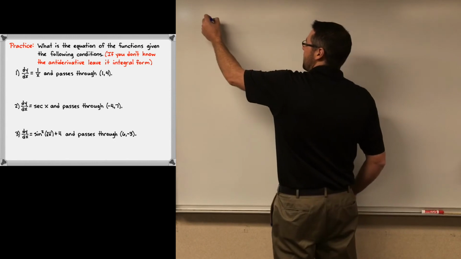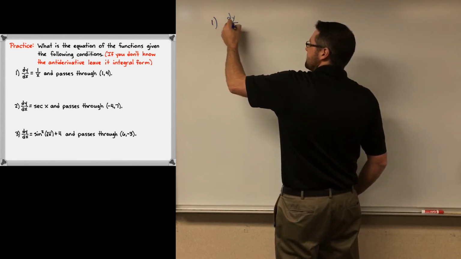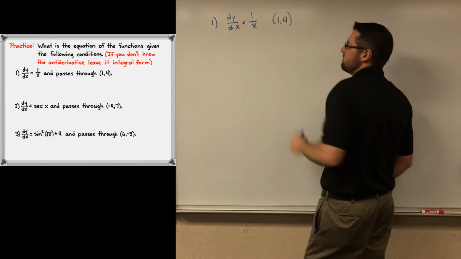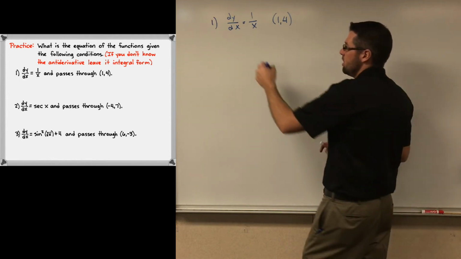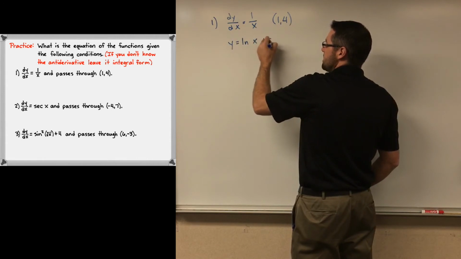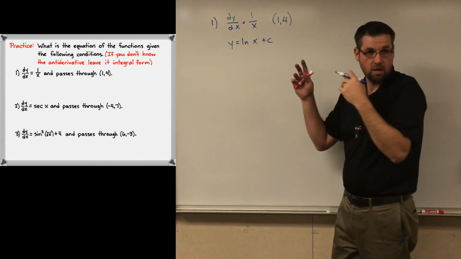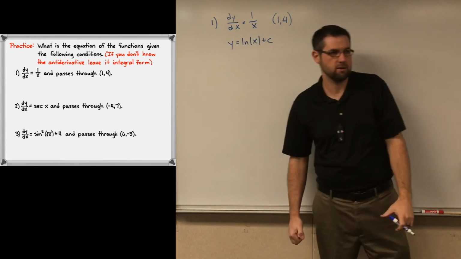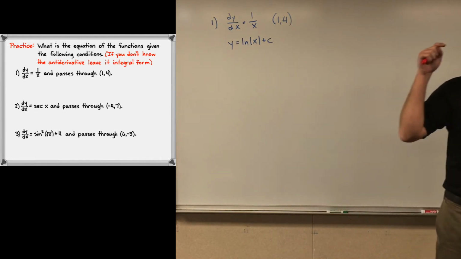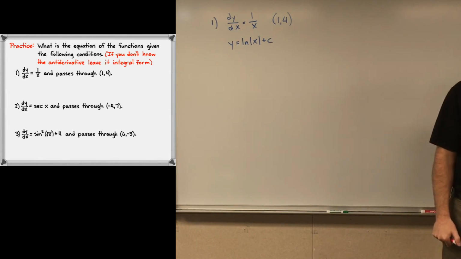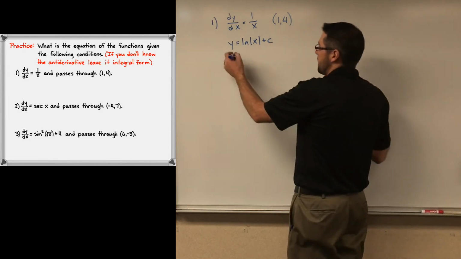Let's look at number 1. If dy dx equals 1 over x, we ask ourselves, do we know the antiderivative in order to get y? Yes, we do. So we'd say y equals natural log of x plus c. Now, we'll get into why this is true later, but we're going to put absolute values around that x. Why? Because the natural log of a negative number does not exist, right? E raised to any number will never be negative. So we put absolute values. It's not a big deal for right now, but we'll get to that later.